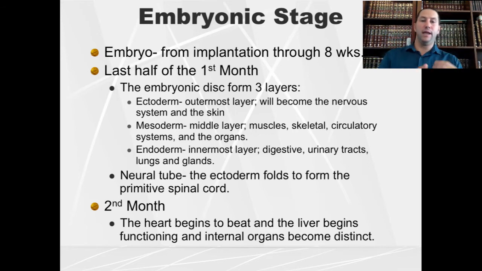structure of an organism. So we have the ectoderm, ecto being outer, derm being skin layer. So this is going to become your skin and your nervous system. Then we have mesoderm, meso being middle layer. This can be your muscles and organs and so forth. And then we have the endoderm, endo being innermost layer. This is going to be your digestive, urinary tract, lungs, and glands.